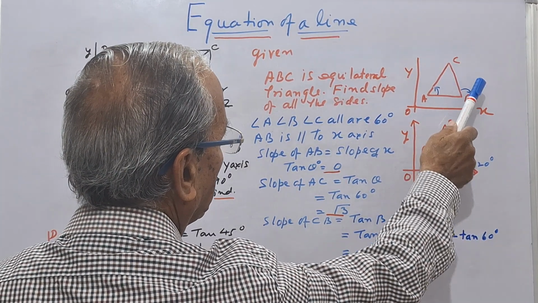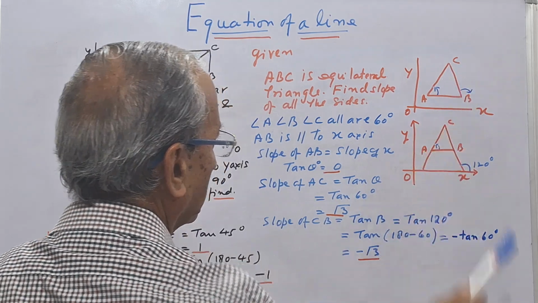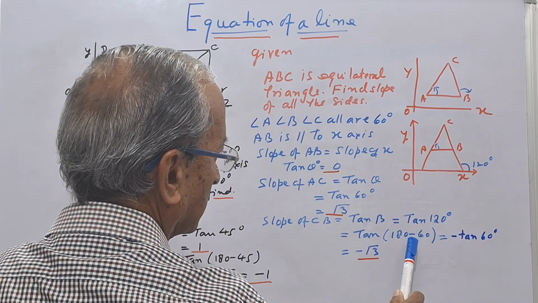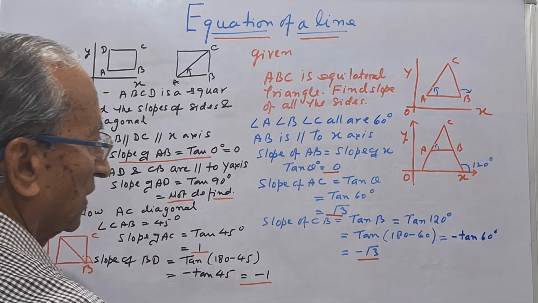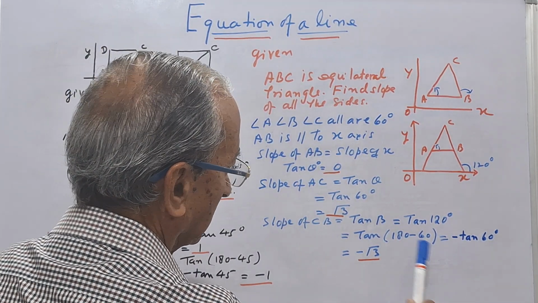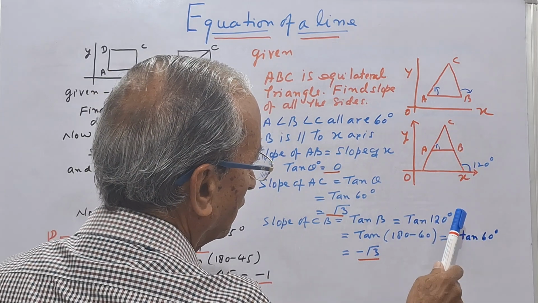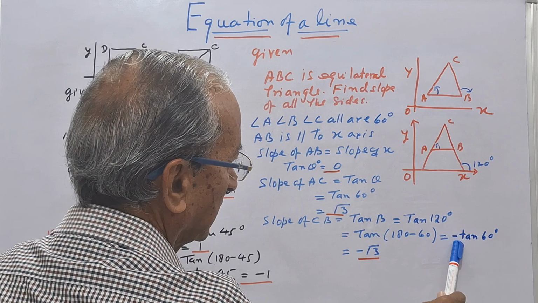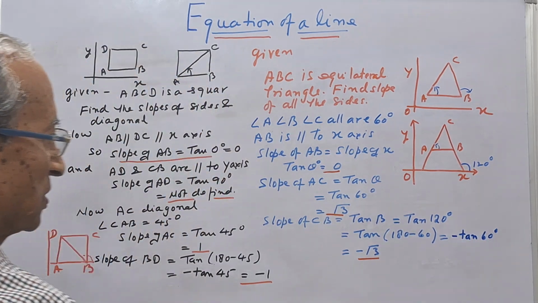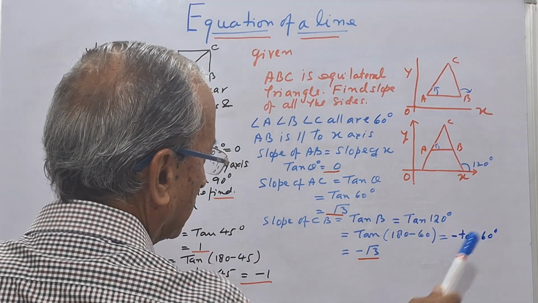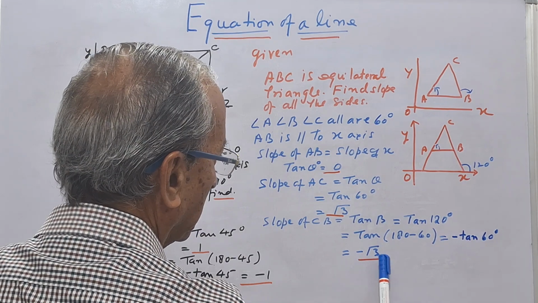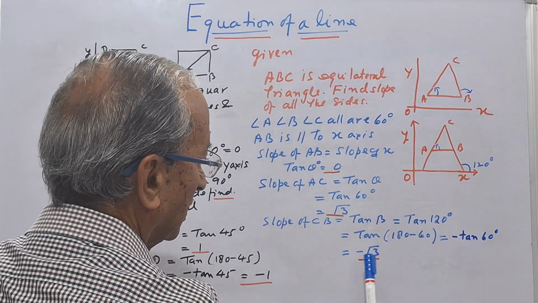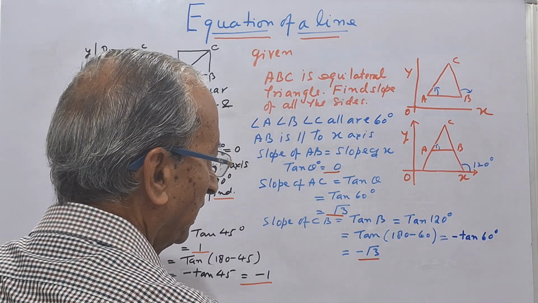Now we have to find the slope of CB. Now the angle B is 180 minus 60, that is 120. Then tan 120 is equal to tan of 180 minus 60, that is minus tan 60. So minus tan 60 is equal to minus under root 3. So the slope of CB is minus under root 3.